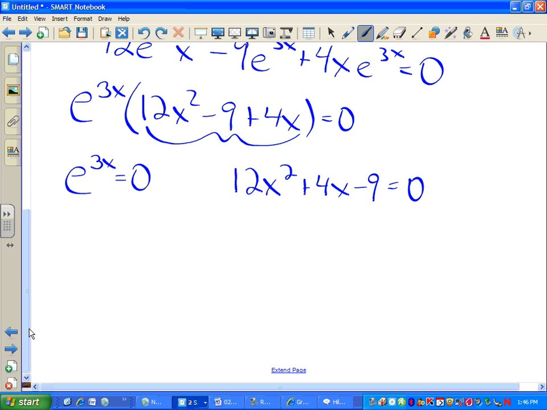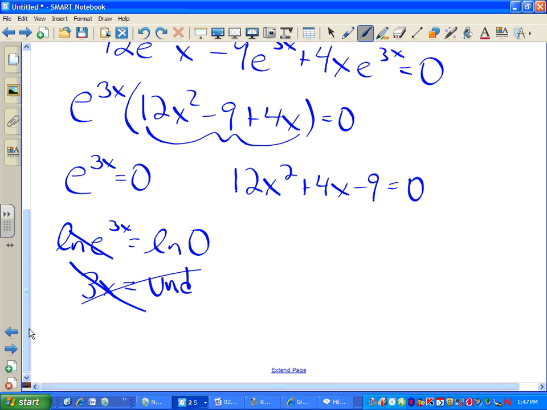How would I solve this one here on the left? Well, it's got an e, so I'm going to take the natural log of both sides. Hopefully you already know what's going to happen. This would cancel, so 3x equals the natural log of 0, but logs are not defined at 0, so this would be undefined. So this part's out. That x will not produce a value that could be used for this equation. So let's look over here.